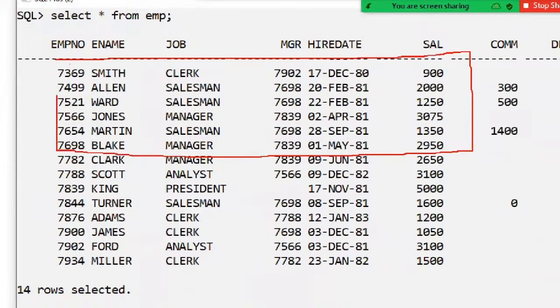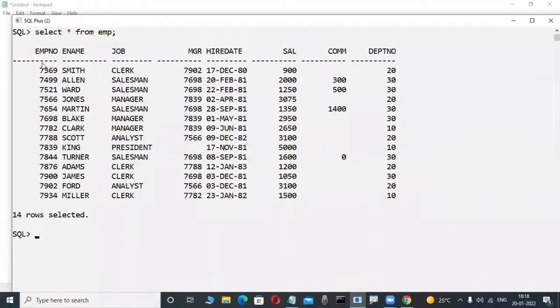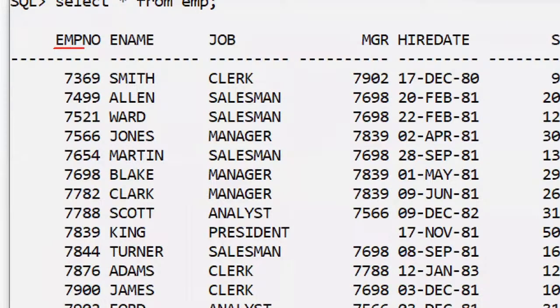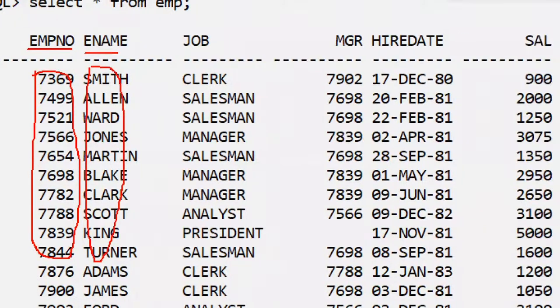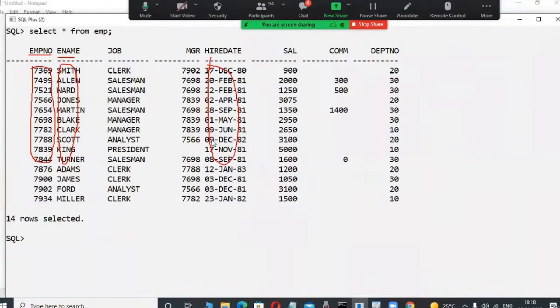Organized fashion means, maybe, a table. Here these are columns, and here these are rows only. They are storing the data in an organized manner. Slowly observe here, maybe this is a matrix format. Here, employee number: in this column only numbers are available. In this column only characters are available. In this column only dates are available. That's why, observe here, the data is stored in a structured manner.